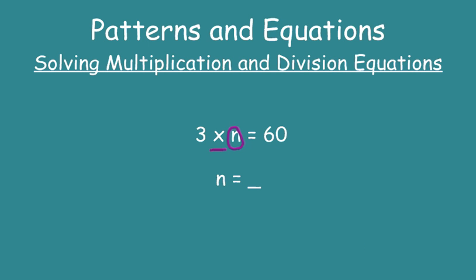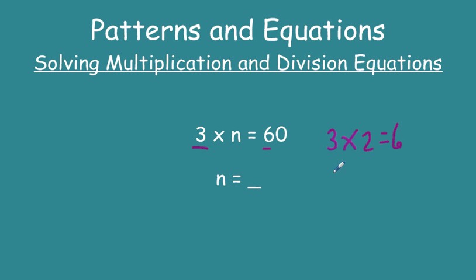Now if I look at this, I can see that I have 3 times n equals 60. Right off the bat I can't think of this, so I'm going to have to use number sense or mental math, or both of them, to help me out. So 3 times what equals 6? I can figure that one out. I know that 3 times 2 equals 6. So 3 times 2 is 6, so 3 doubled equals 6.